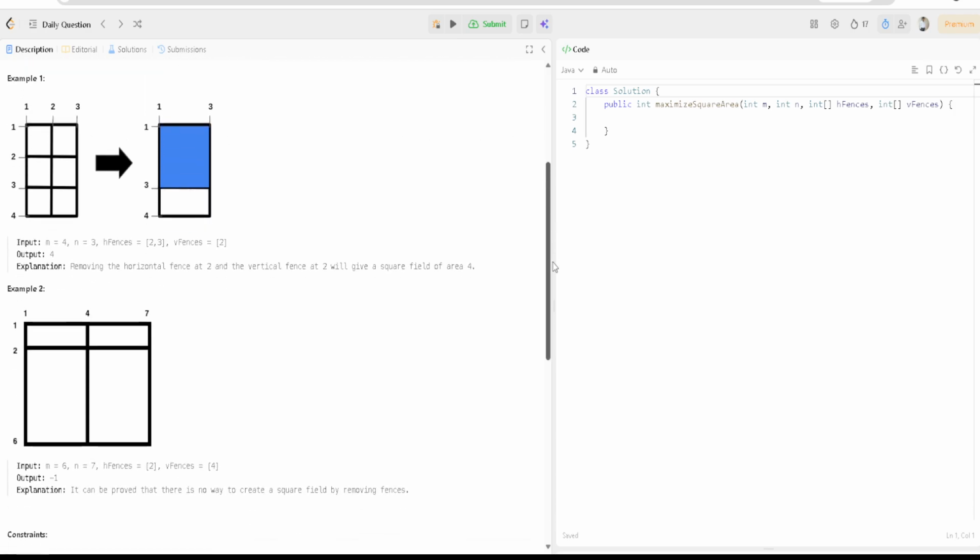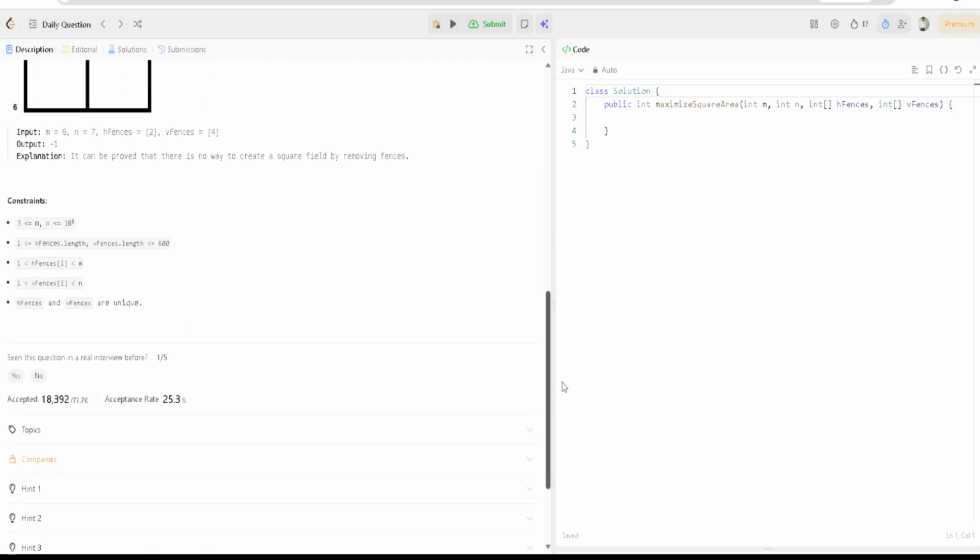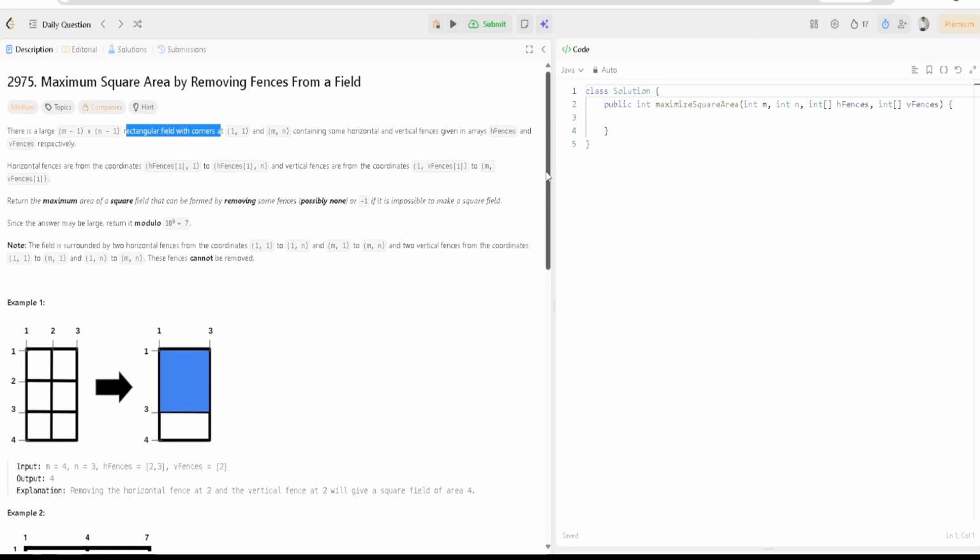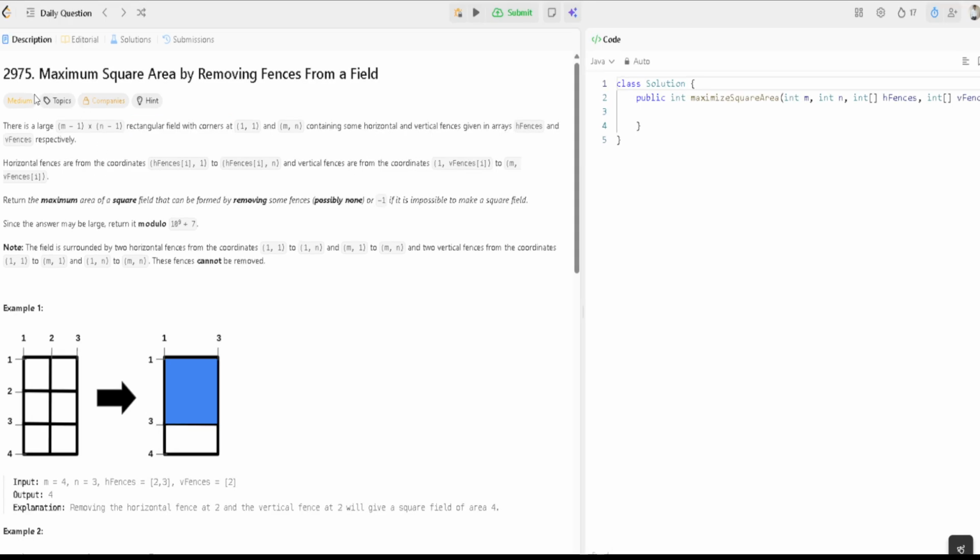If you go through this example, it will be better for us, and then we will try to understand one by one. So, very first, this problem is Maximum Square Area by Removing Fences from a Field.